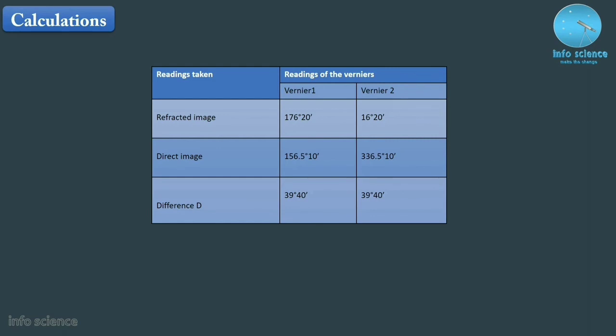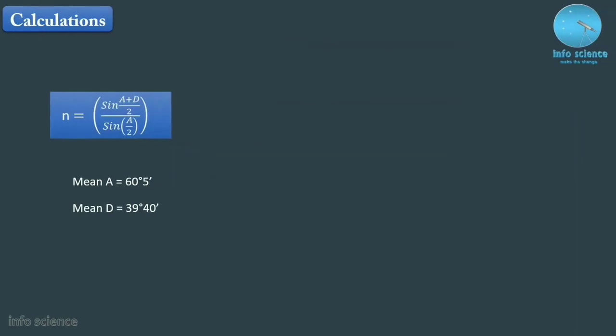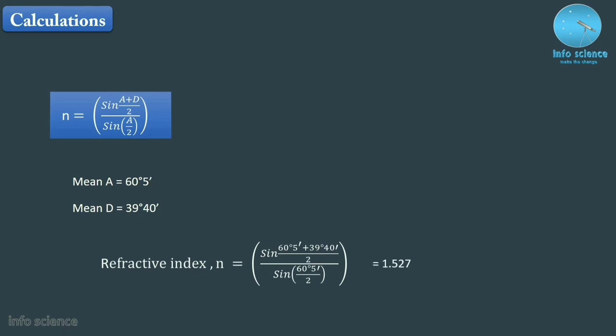So we are getting the difference D for both vernier 1 and vernier 2. So mean D equals 39 degree 40 minutes. Now we are moving to the calculation by substituting this value. So we are using the equation n equals sin((A+D)/2) by sin(A/2). So mean A equals 60 degree 5 minutes and mean D equals 39 degree 40 minutes. While substituting in the equation, we are getting sin((60 degree 5 minutes + 39 degree 40 minutes)/2) by sin(60 degree 5 minutes/2).